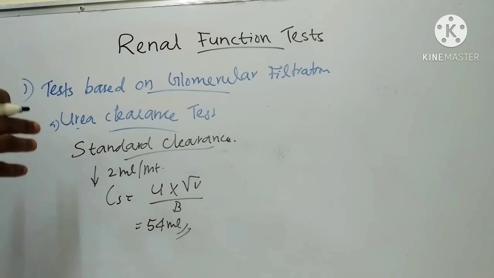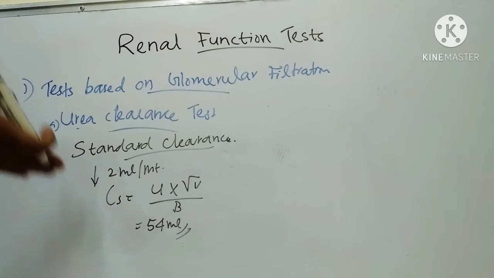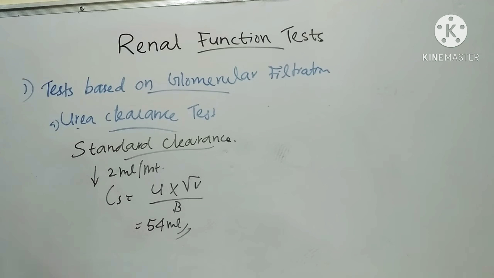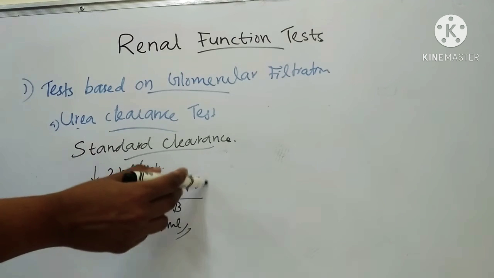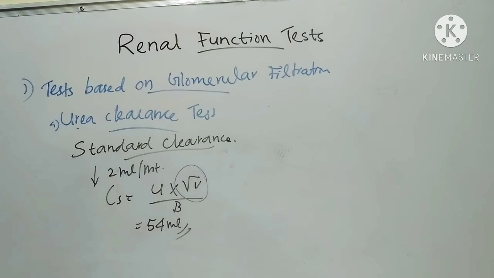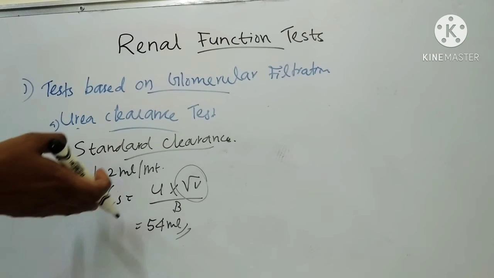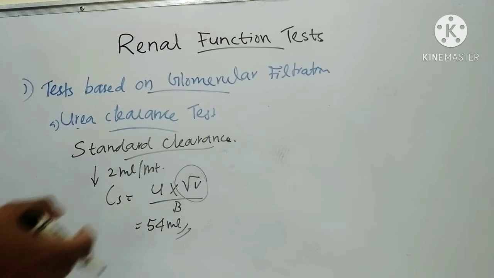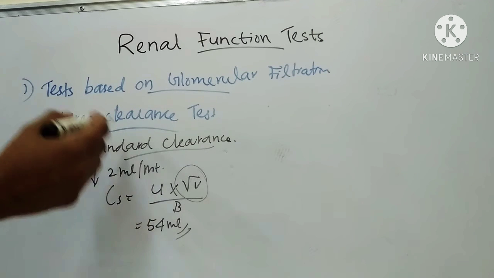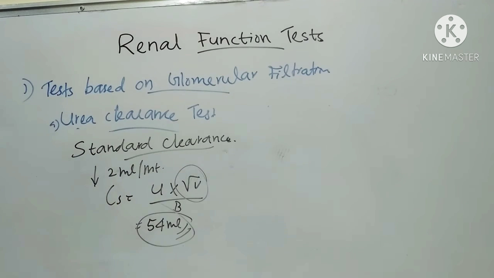So standard clearance means that when the urinary volume is less than 2 ml per minute, the rate of urea elimination is reduced because relatively more urea is reabsorbed in the tubules, and it is proportional to the square root of the urinary volume. It is represented as CS equal to U into root V by B, and the average value is 54 ml.